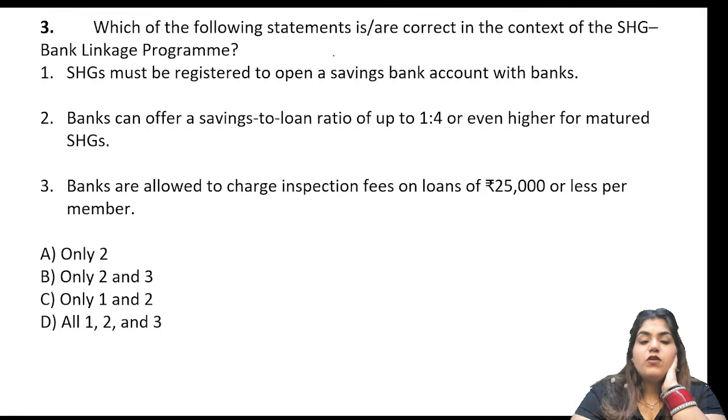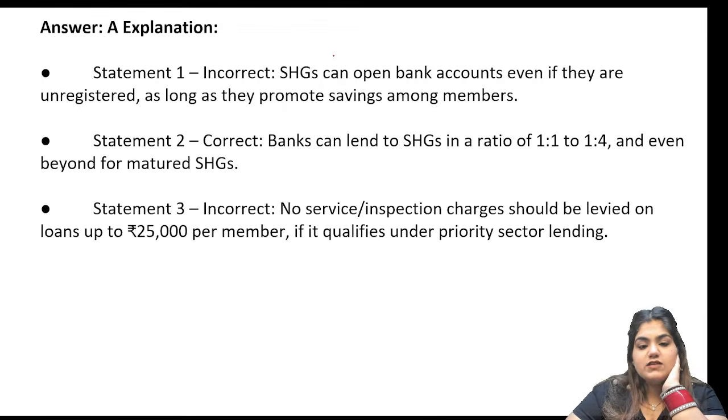Next, which of the following statements are correct? SHGs must be registered to open a savings bank account with the bank. It is not necessary. You can be registered or unregistered. Statement number 1 is incorrect. Banks can offer a savings to loan ratio up to 1:4, whichever is matured. Yes. Banks are allowed to charge inspection fees on loans of 25,000 or less. No inspection fees for loans up to 25,000, and no collaterals for that amount as well. Statement number 1 and 3 are incorrect. 2 is correct. A is the correct answer.